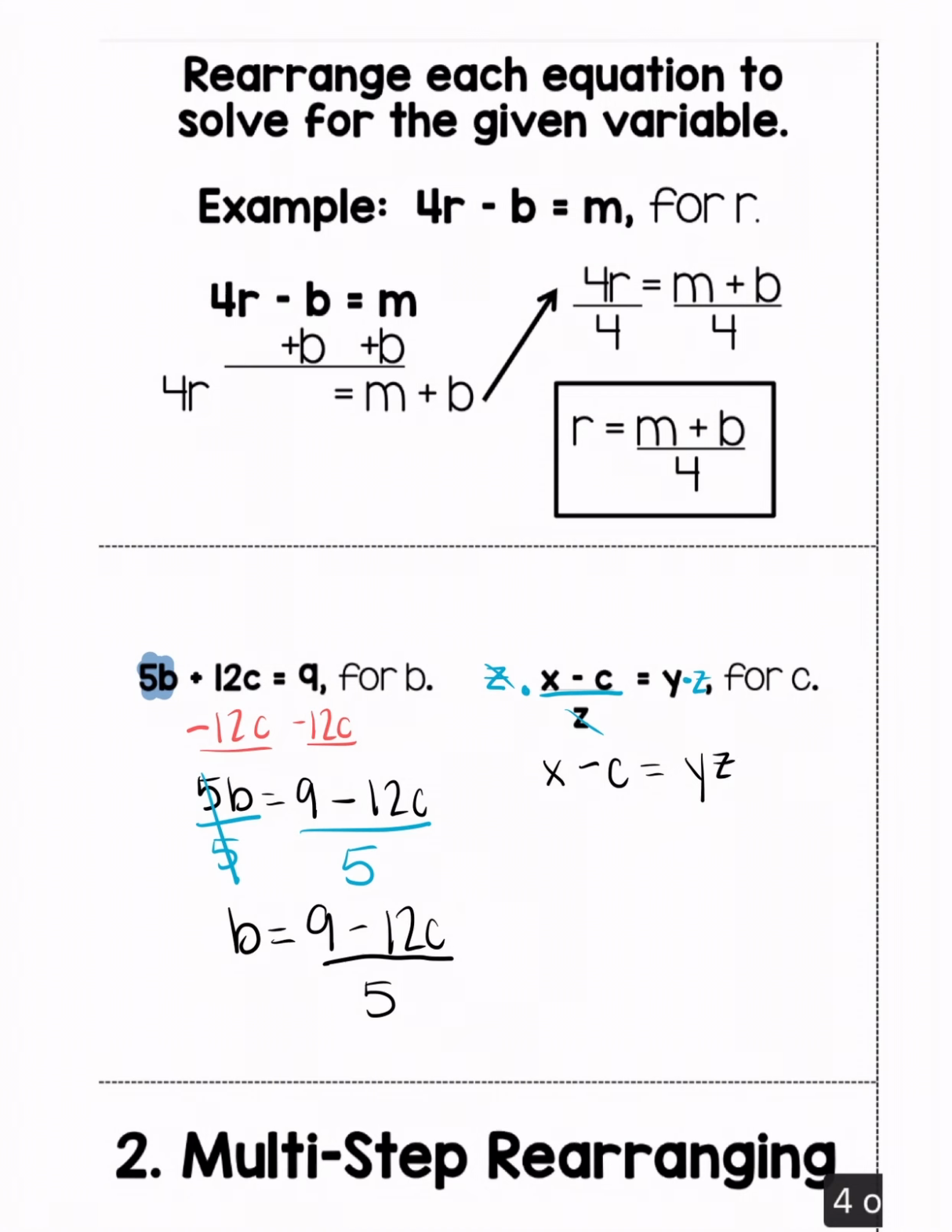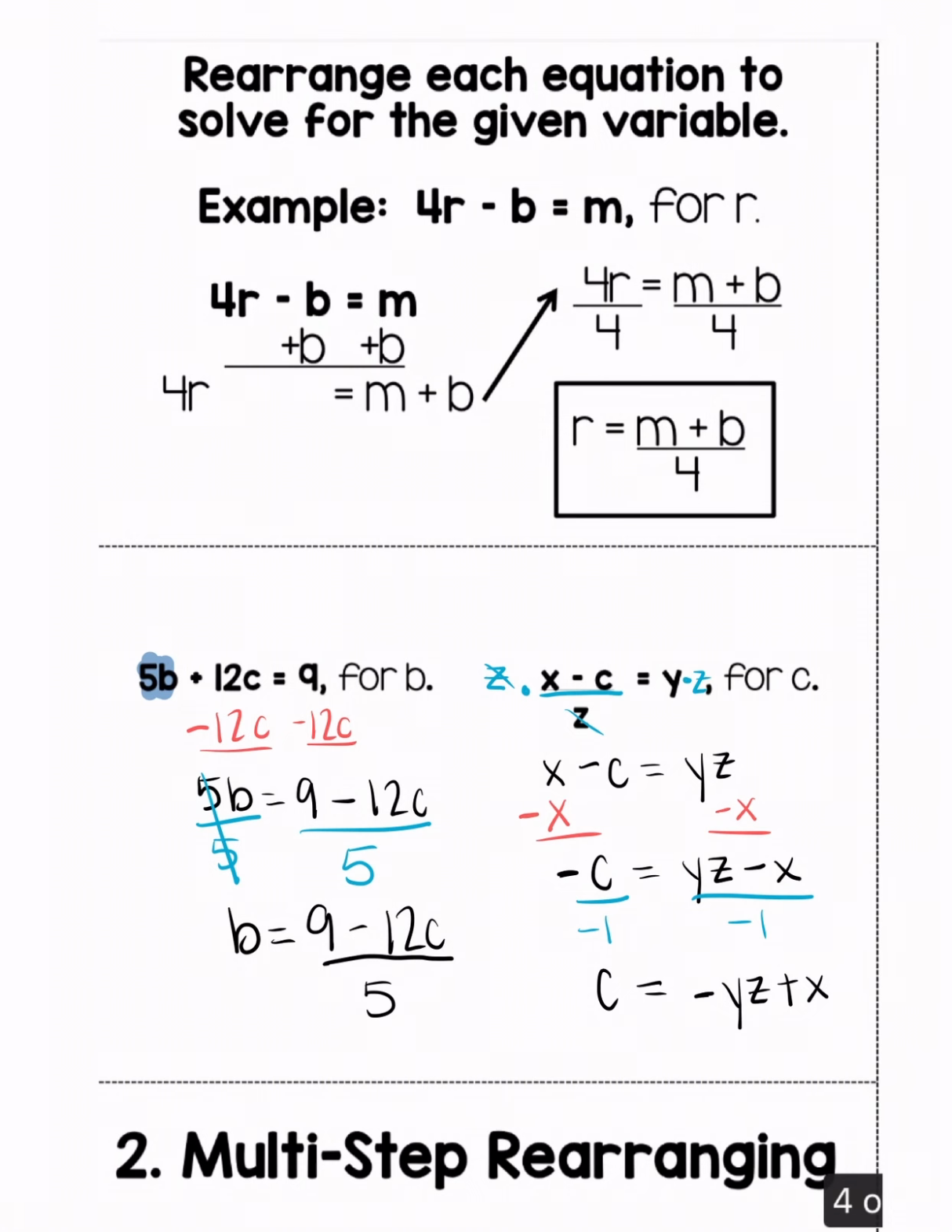So now I need to get c by itself. I need to get rid of this x, so I'm going to minus x on both sides. Remember, I can only combine like terms, so negative c equals yz minus x. Now, they want us to solve for positive c, not negative c. So I'm going to have to divide both sides by negative 1. So then I get c equals negative yz plus x.